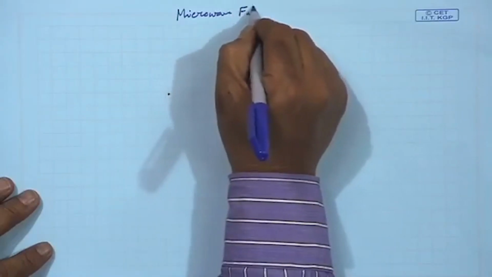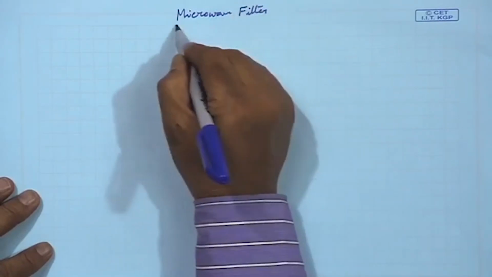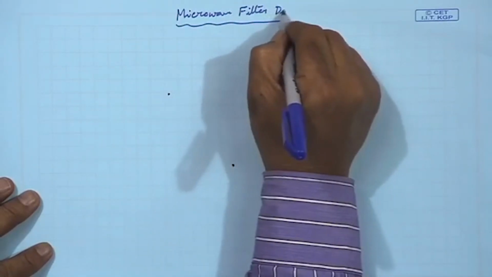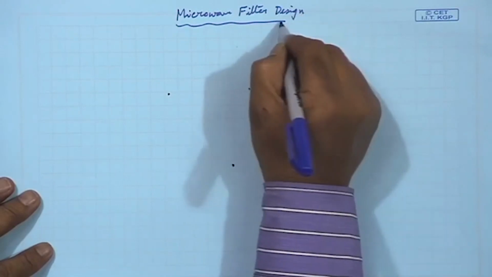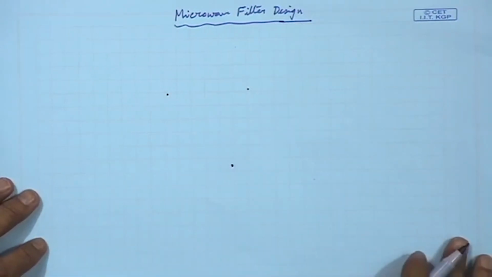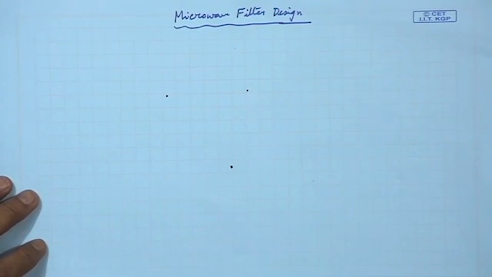Welcome to this 9th lecture of this course on microwave filter design. So, we are completing almost the design. In microwave filter design, up to this point we have seen how to design RF filters with lumped component values.